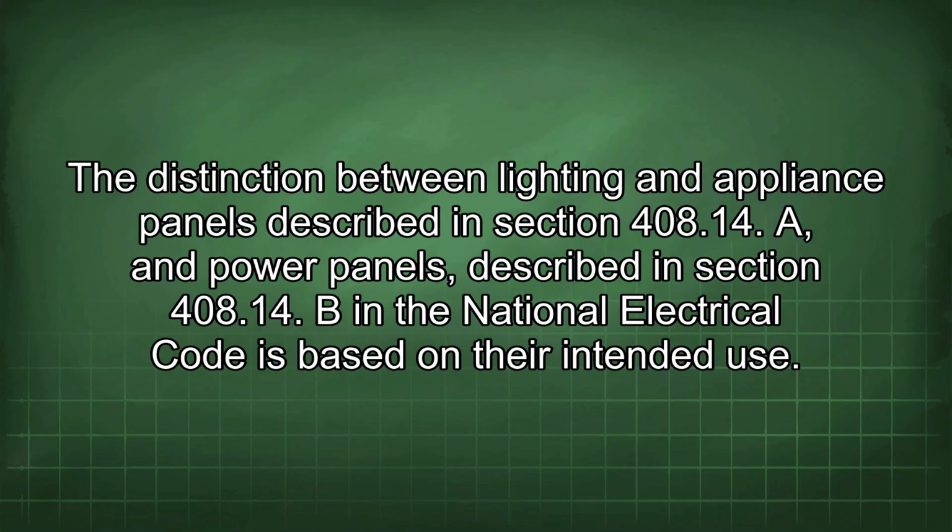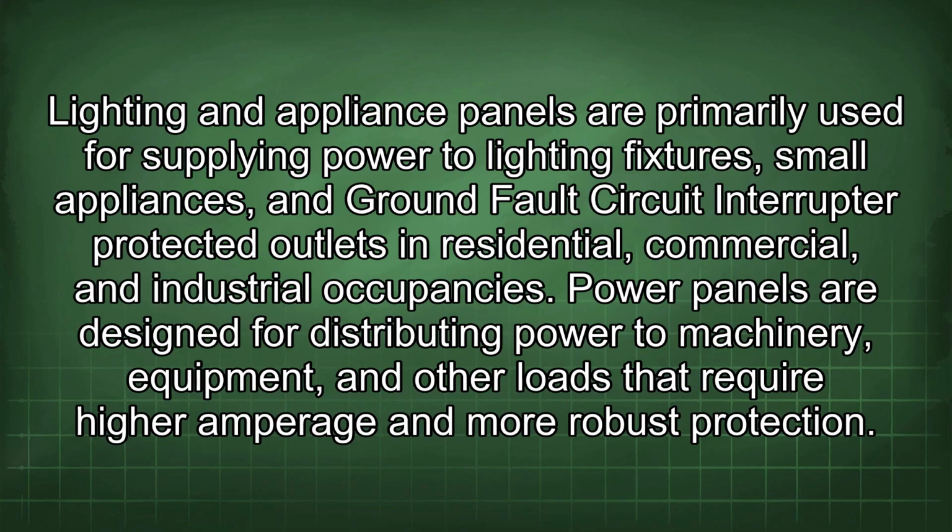The distinction between lighting and appliance panels described in section 408.14(A) and power panels described in section 408.14(B) in the National Electrical Code is based on their intended use. Lighting and appliance panels are primarily used for supplying power to lighting fixtures, small appliances, and ground fault circuit interrupter protected outlets in residential, commercial, and industrial occupancies.